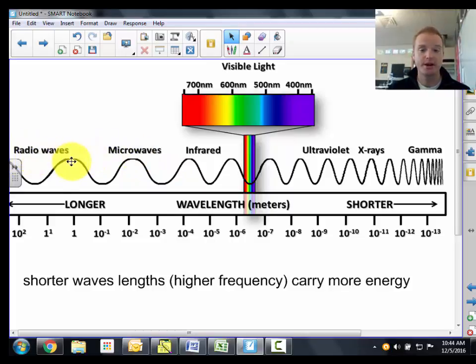Then way down here we have radio waves. Think about radio waves, microwaves. Think about even your Wi-Fi. It's going to be in this range somewhere.